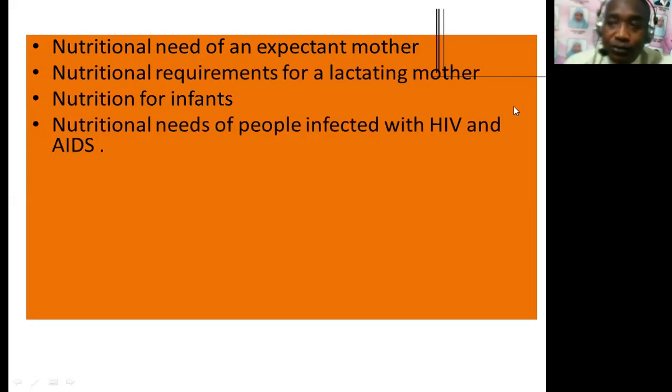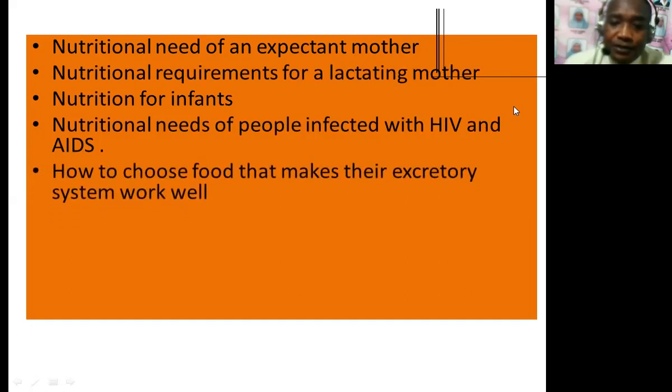How to choose foods that make their excretory system work well. Candidates: have fresh foods, salads, and fruits. Feed on less meat and more plant protein. Take small quantities of meals regularly. Avoid alcohol or beer.